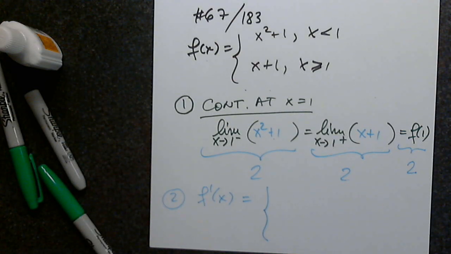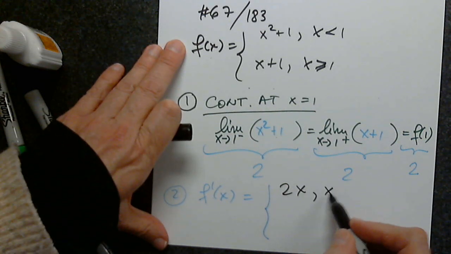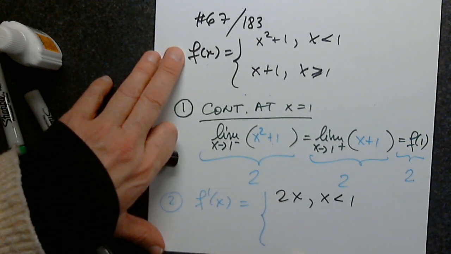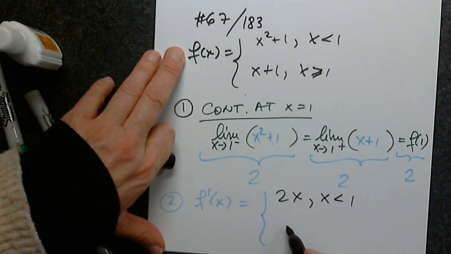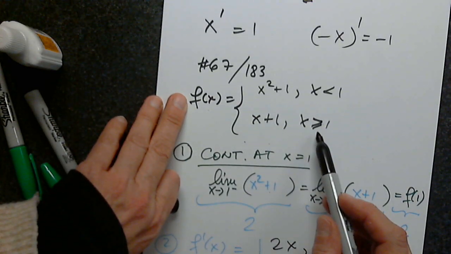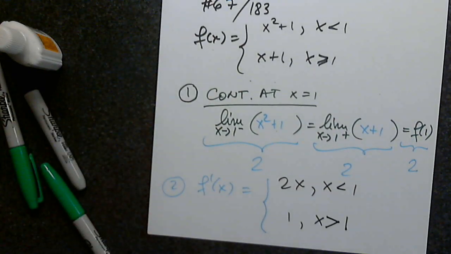Can you please give me the derivative of the first branch? Excellent. For x less than 1, can you give me the derivative of the second branch? For x greater than 1, notice that I did not put the equal symbol yet. I will go back and put it in if it's differentiable at that point. If it's not differentiable at that point, I cannot put it in. The derivative will not exist at that point. Okay. So, yes? Say it again.